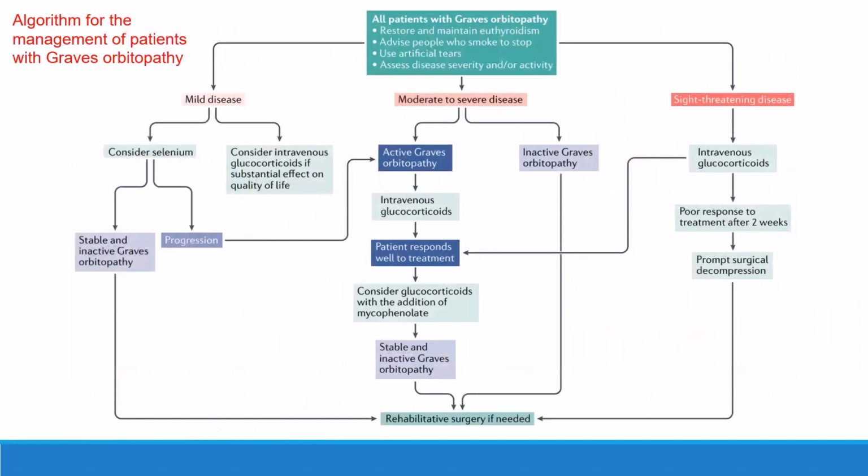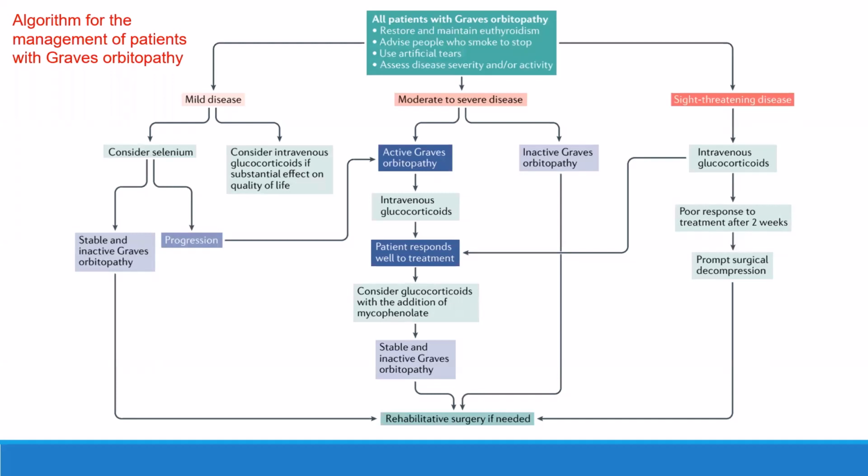And this is how to manage Graves' orbitopathy. This is very important: you need to restore and maintain euthyroidism in all patients as rapidly as possible, usually using anti-thyroid medication. Advise people, and this is very important, to stop smoking, and use artificial tears in most patients. Assess disease severity and or activity. If the disease is mild Graves' orbitopathy, we can just consider selenium for 6 months. But if there is an effect on quality of life with mild disease, we can give intravenous glucocorticoid.